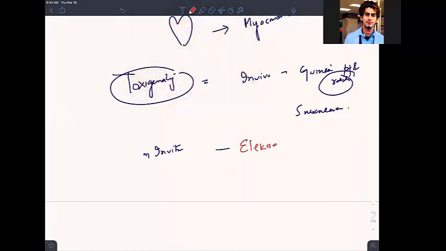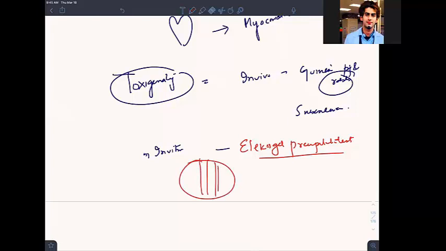Elek gel precipitation test. Okay, what is the Elek gel precipitation test? You can see the diagram in your books. There is a diagram made like this. So I will tell you the simple thing about this test. I don't have a diagram right now. So what you should write is that it is an immunodiffusion assay.